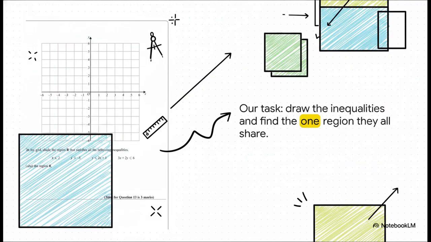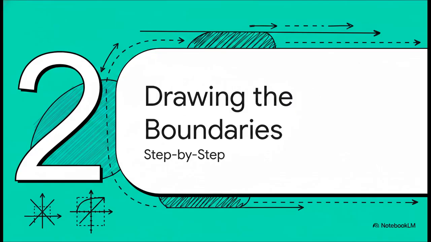So what we need to do is get these inequalities onto the grid as lines. We'll start by pretending each one is just a simple equation. Come on, let's get plotting. Okay, time to draw some lines. Let's start with the boundaries. And you know what? The first 2 are actually the easiest ones, which is a nice way to start.